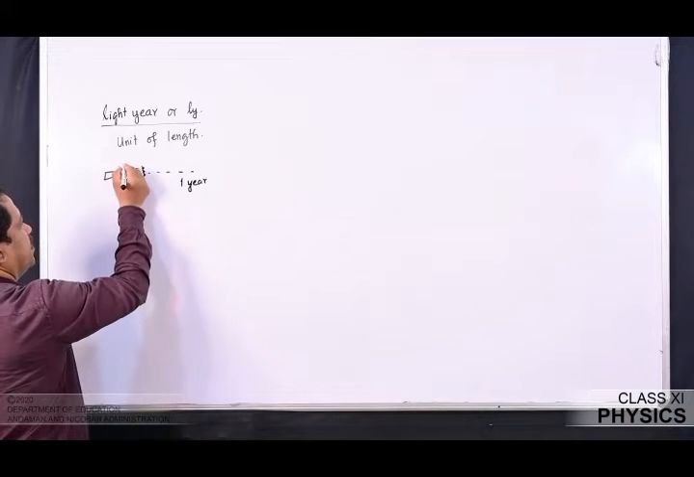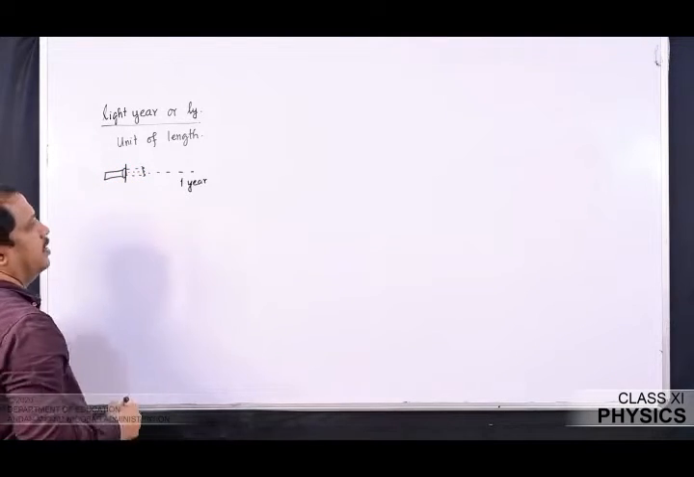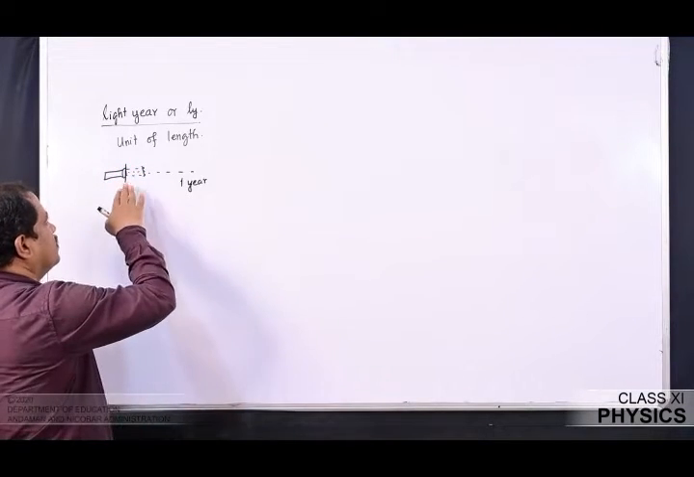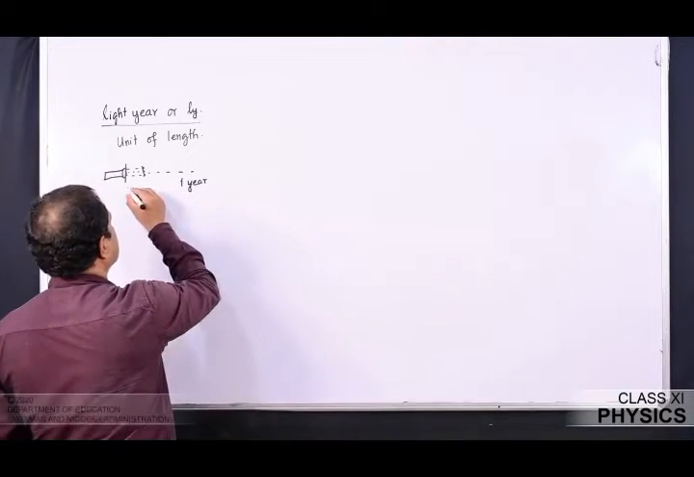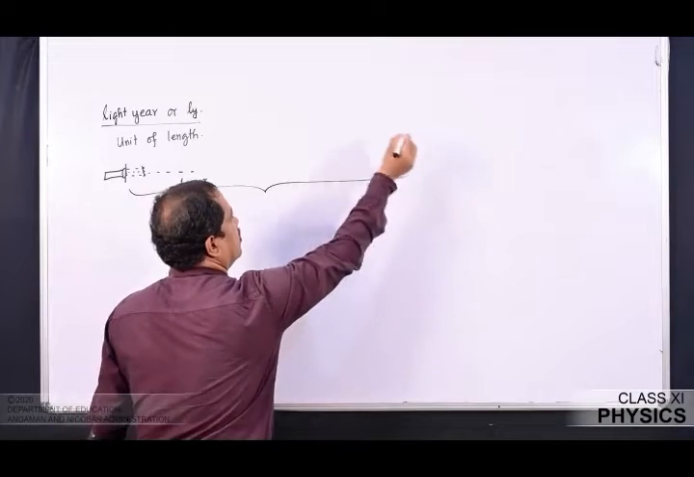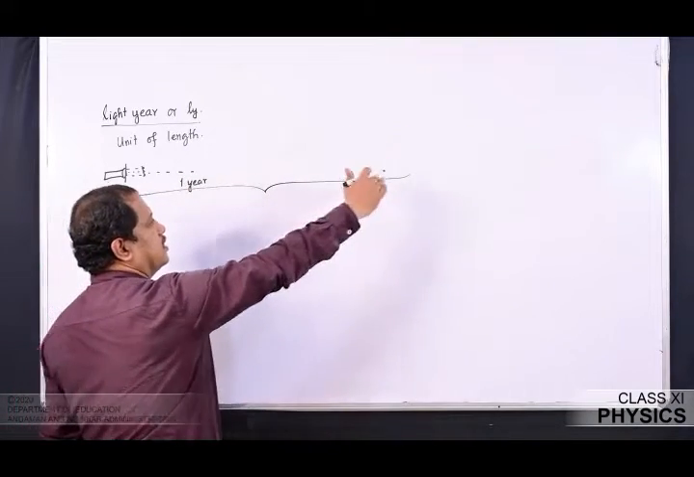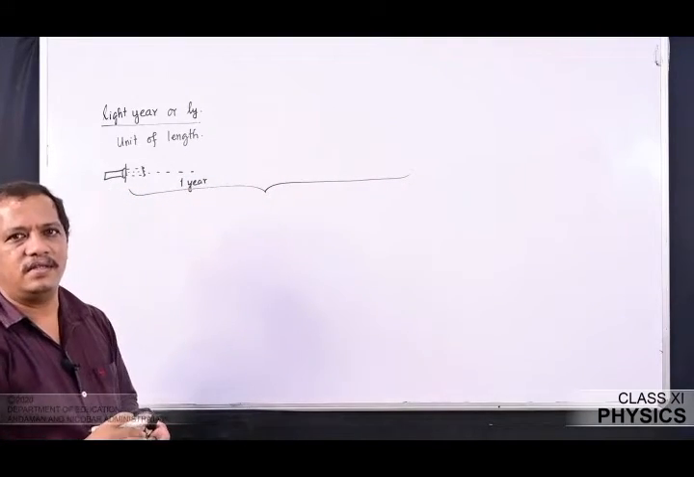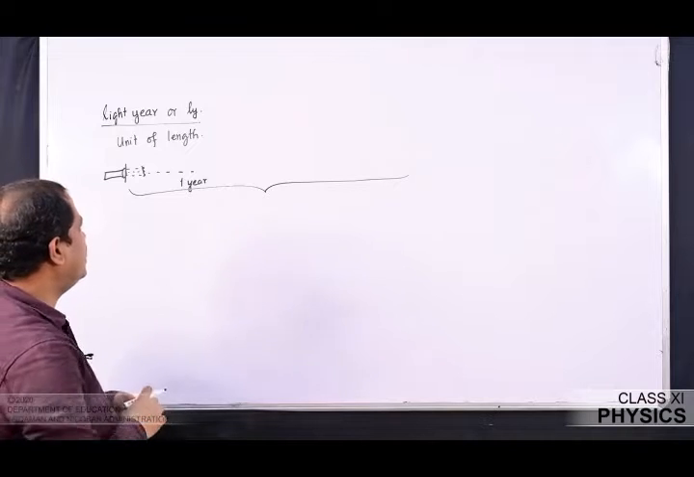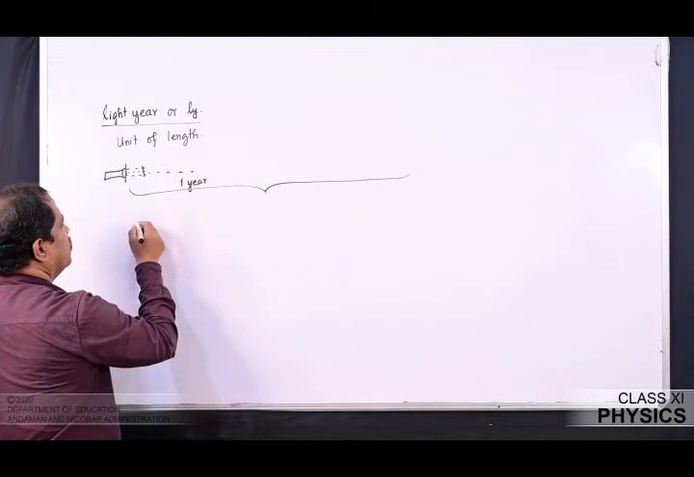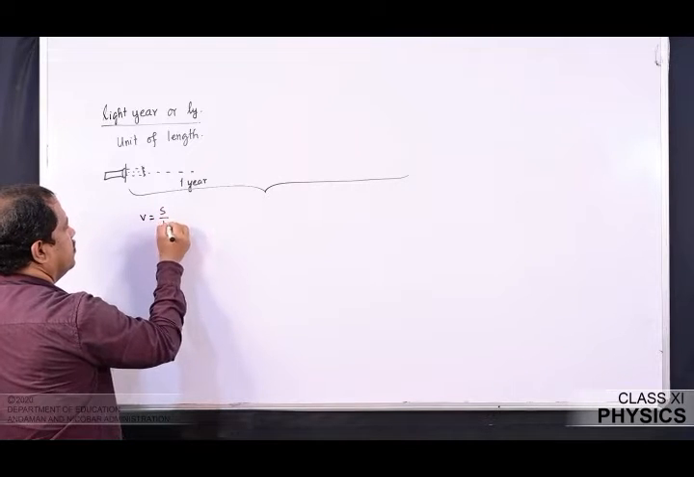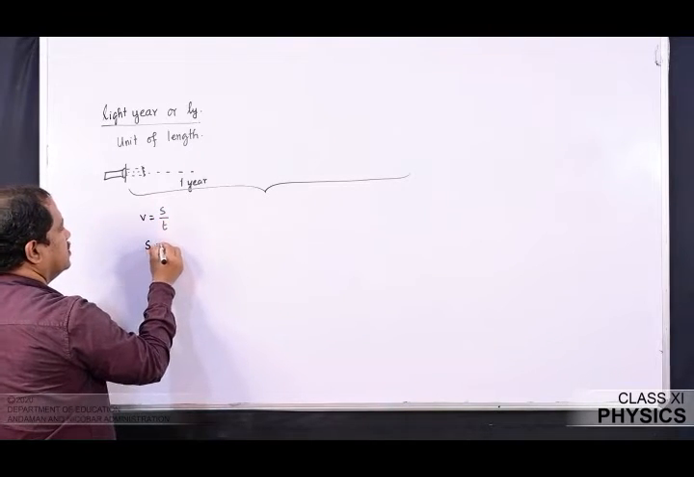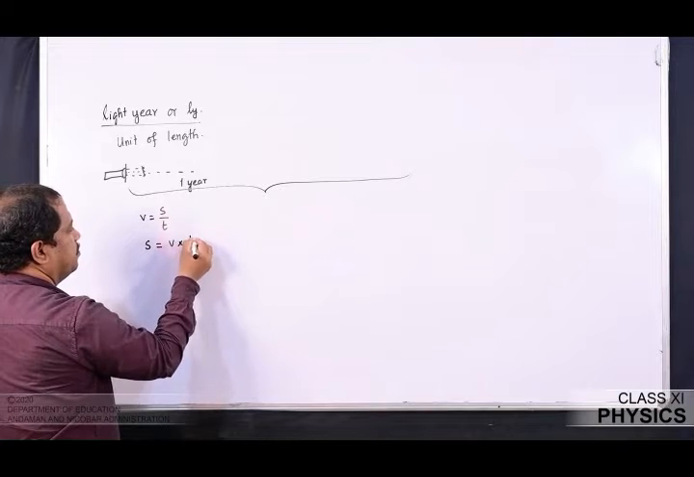Now, the moment I put on the light, from then on, for 1 complete year, what is the distance travelled by the light? I am going to call this distance 1 light year. So, I know speed is equal to distance by time, otherwise I say distance is equal to speed into time.